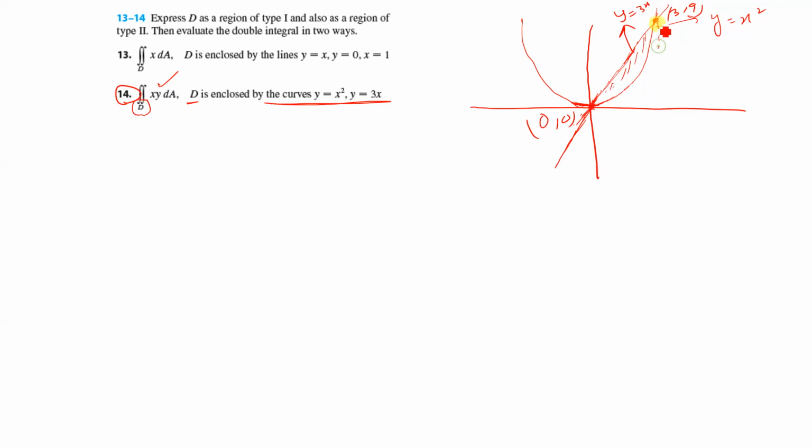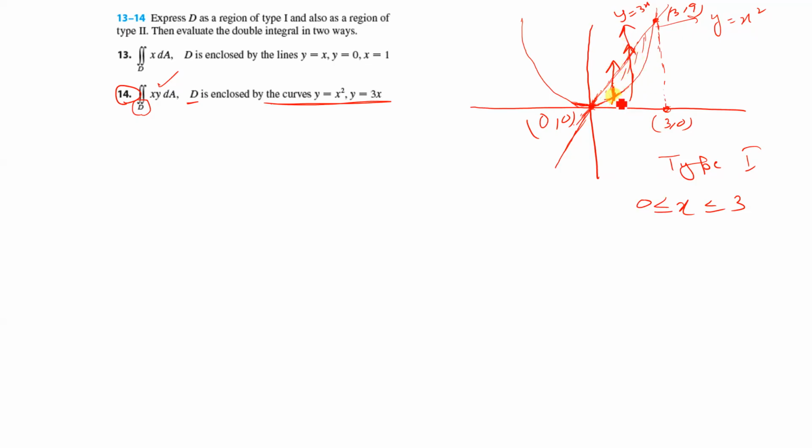And this is the maximum value of x, and at this point x is equal to 3. So this is 0, this is 3, 0 point. That is, x lies between 0 and 3. Okay, in order to find the range for y values, we again have to draw the vertical lines.